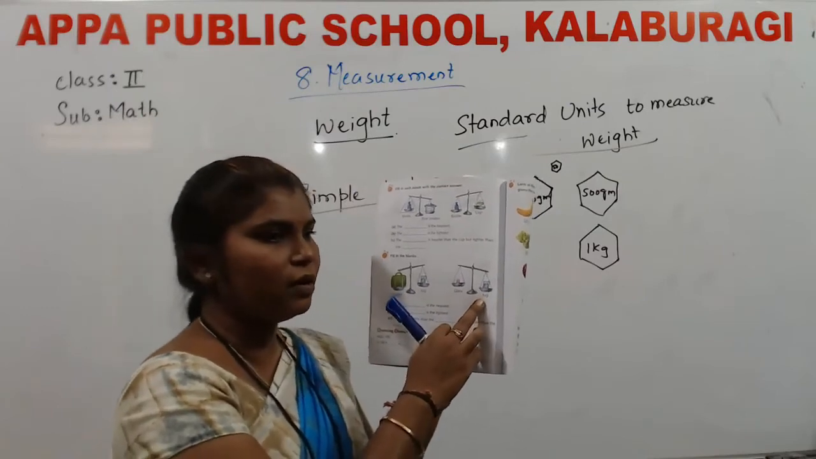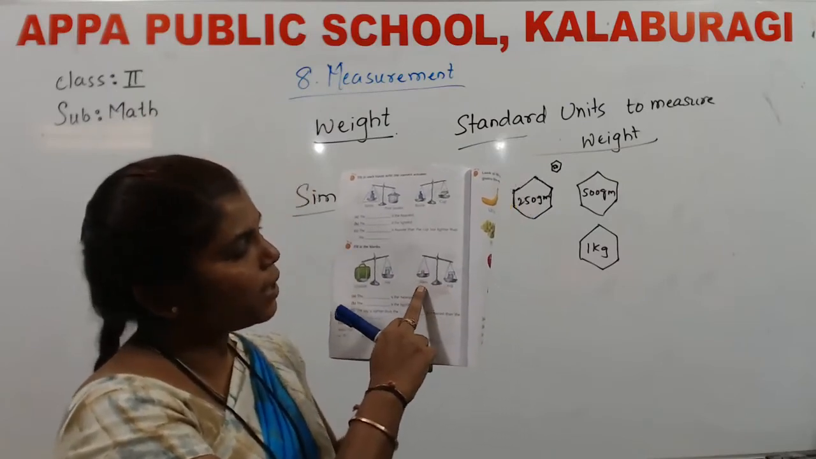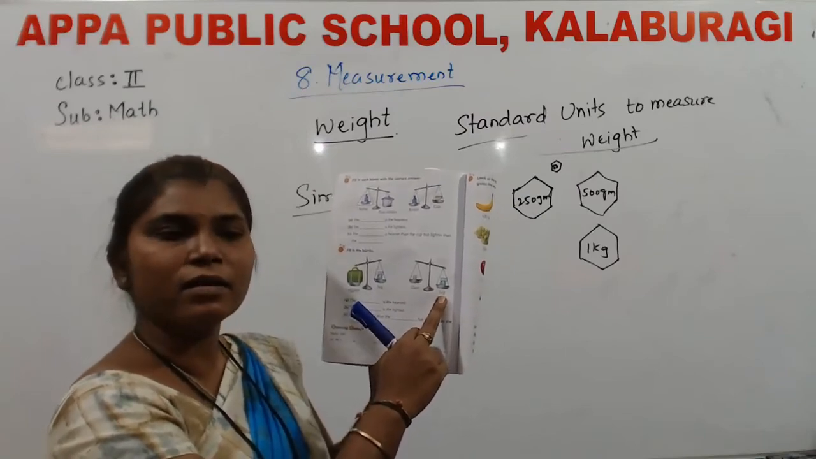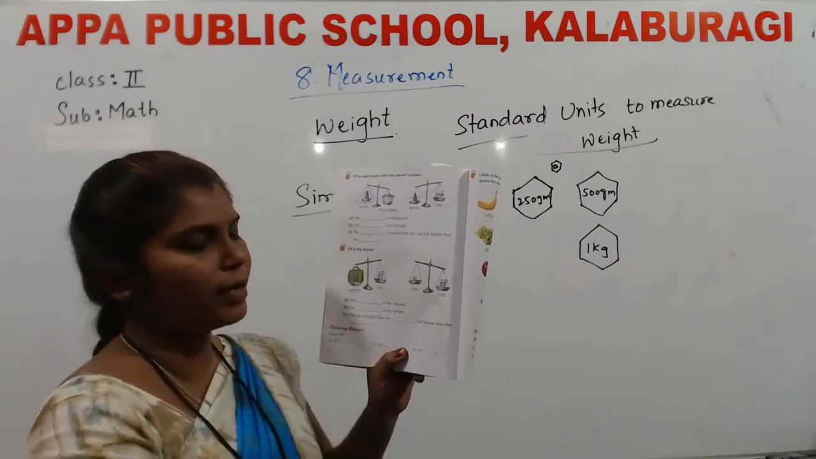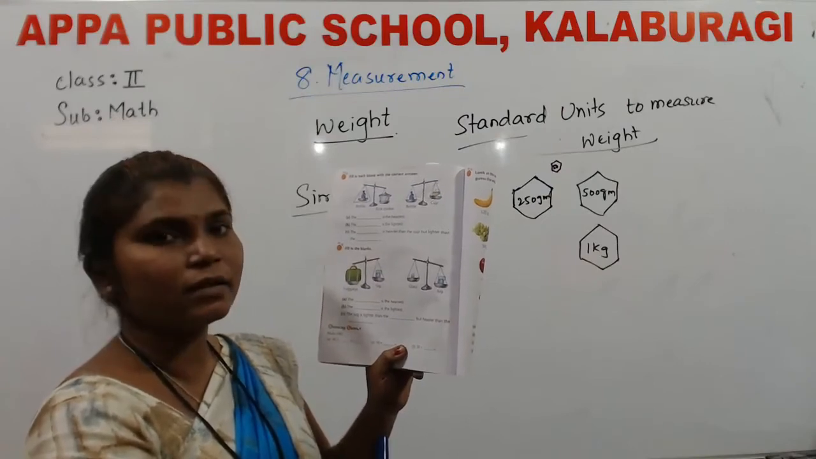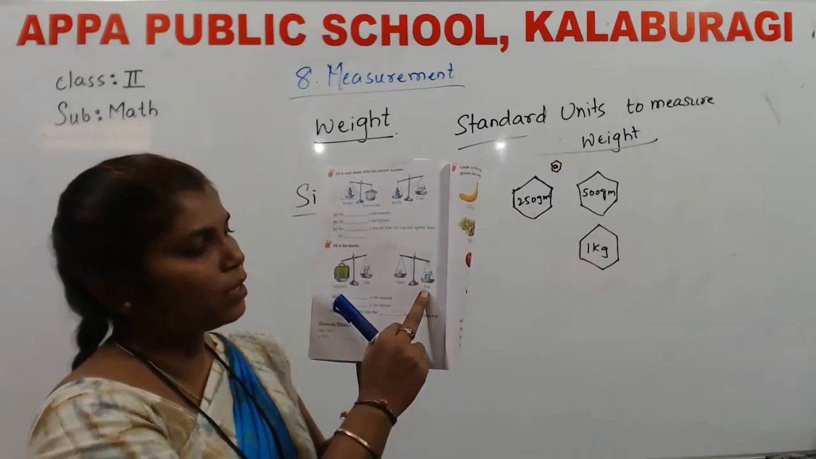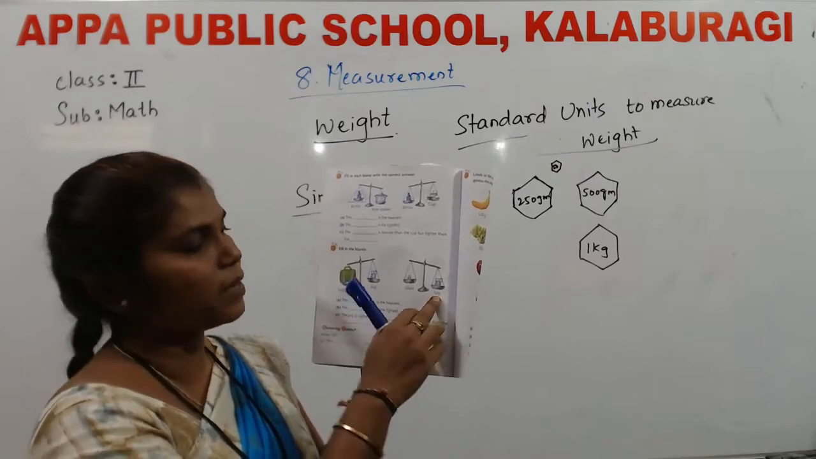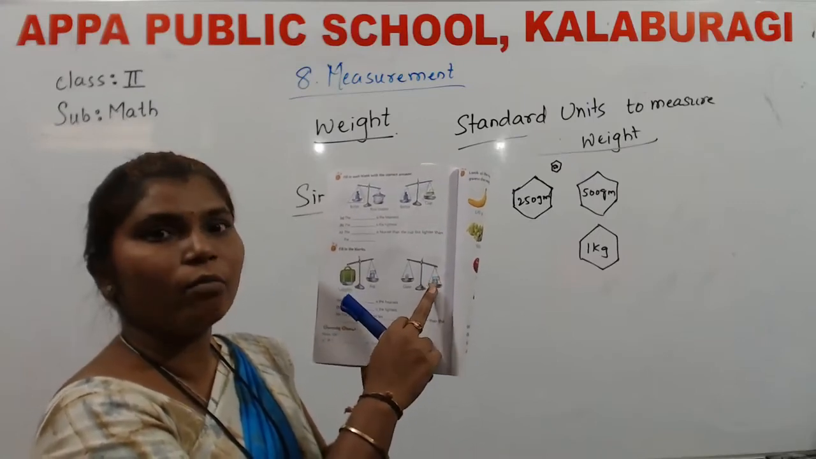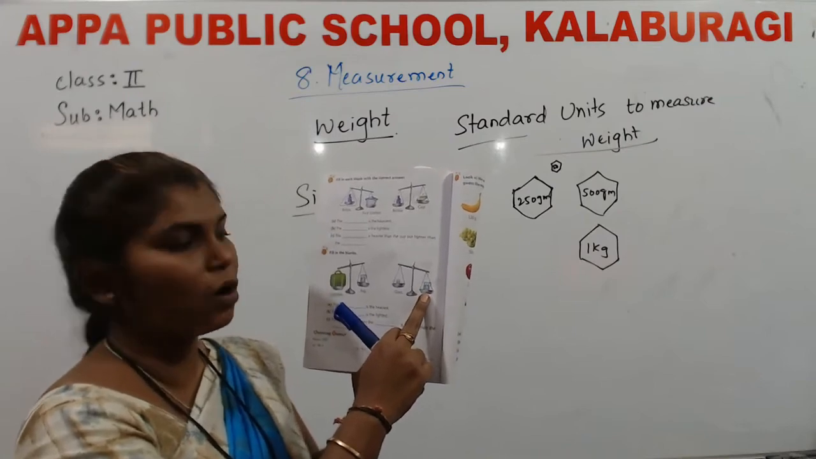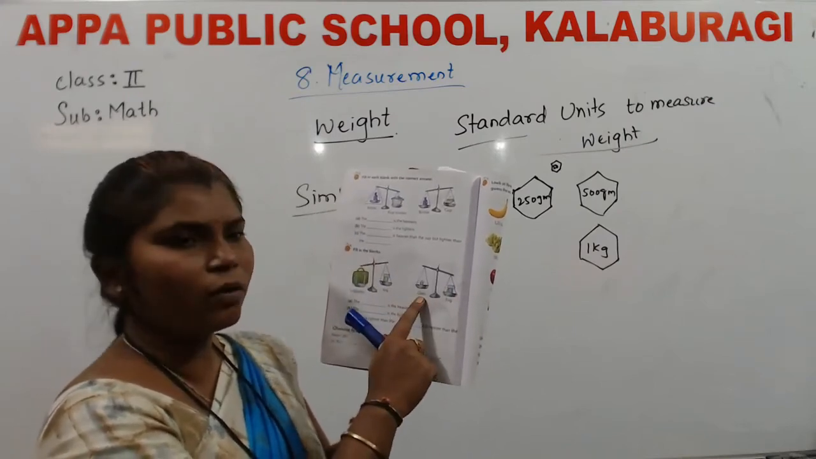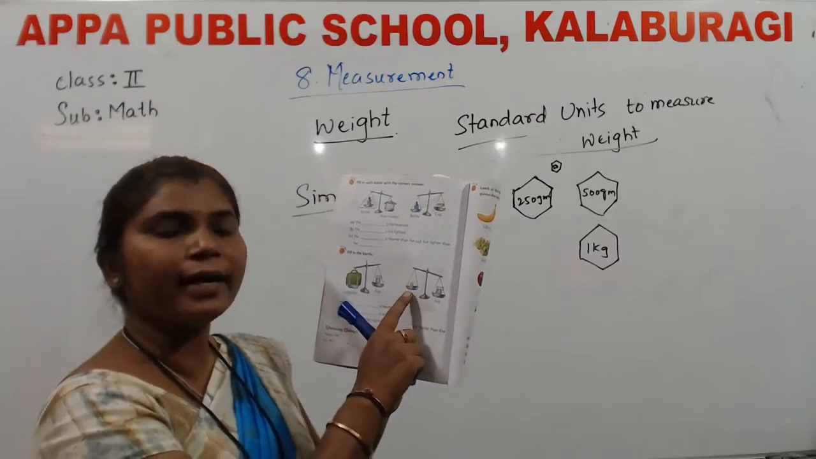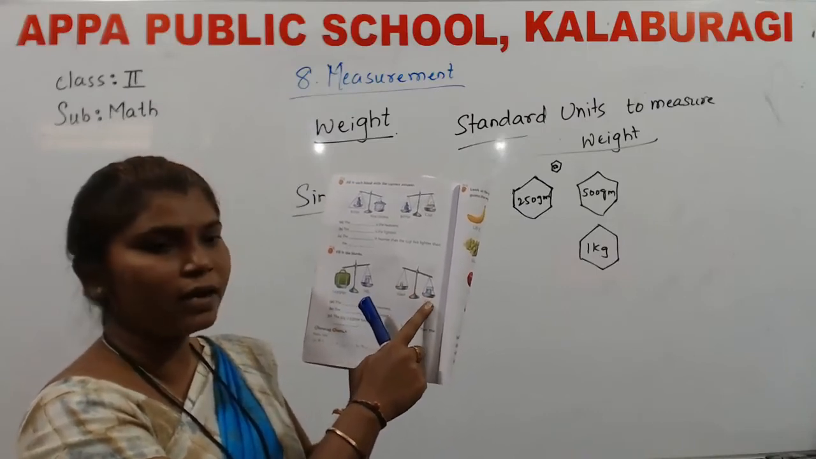Next, in the second picture, what is there? In one pan they have placed a glass and in the other pan they have placed a jug. Now which is heavier? Yes, the jug which is filled with water is heavier because it has more weight. The glass also has water, but it is lighter as compared to the jug.